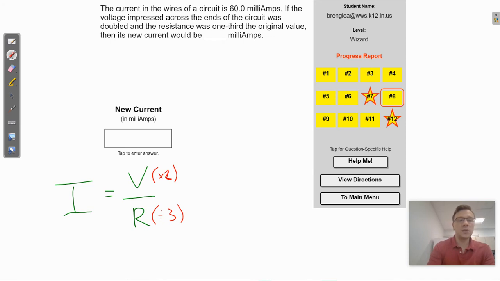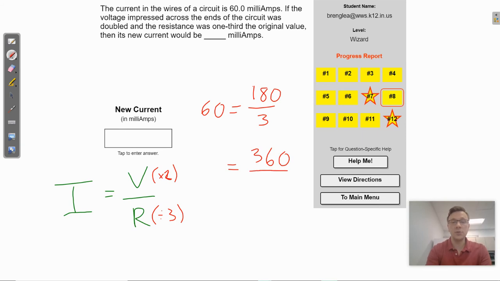So basically, we have an initial equation that's 60 is equal to, let's do this, let's do 180 over 3. Okay, that'll make this nice and easy. So the changes that we're making here is we're multiplying the voltage by 2. Okay, so we're going to have 360 in the voltage in the numerator here. I don't know if it helps. Maybe we put the symbols here.